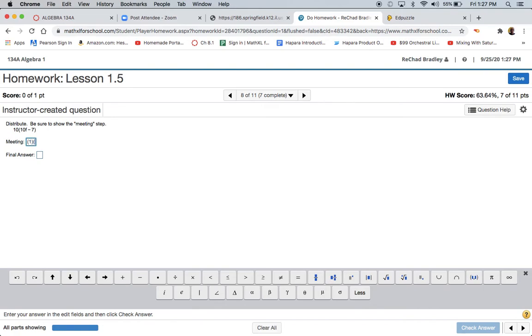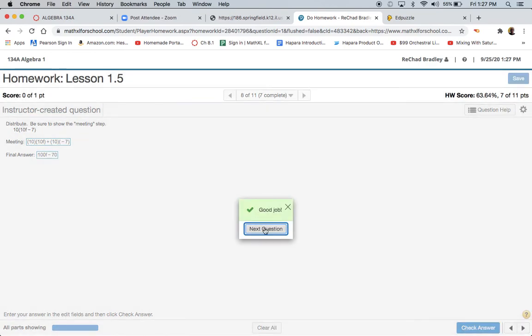10 meets 10F. Again, hopefully you're getting faster at this. And 10 meets negative 7. Paying attention to your symbols there. That's 100F. That's going to be different, so minus 70 should be what the answer is, and there we go.